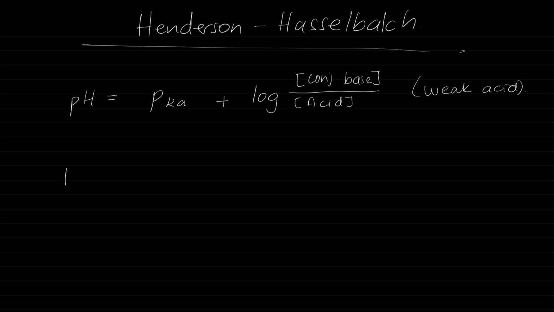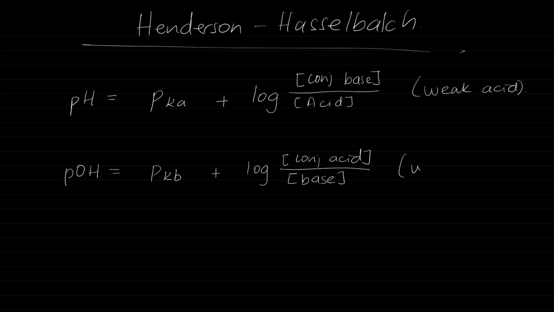Then we also have the equation pOH is equal to pKb plus log the concentration of the conjugate acid divided by the concentration of the base, and this is when we have a weak base.